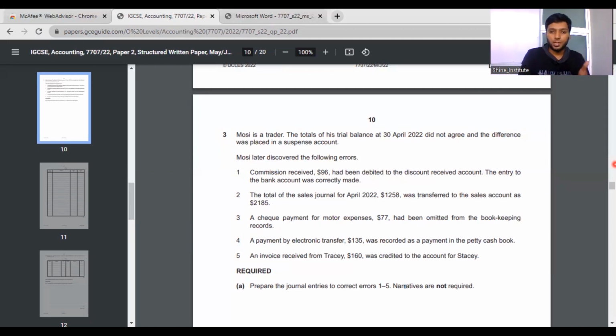So now let's start learning this particular question. Moses is a trader. The total of his trial balance at 30th April 2022 did not agree and the difference was placed in a suspense account. Moses later discovered the following errors.